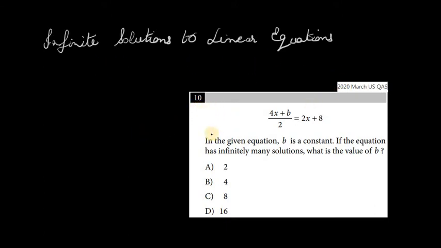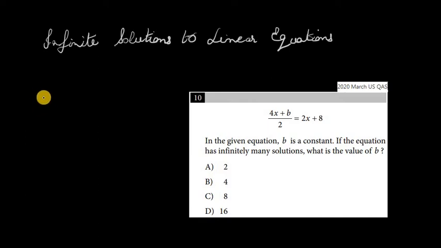So this first one says, in the given equation, b is a constant. So we have this equation and b, they say, is a constant. If the equation has infinitely many solutions, what is the value of b? So let's just take a moment to remind ourselves of when there are infinite solutions.